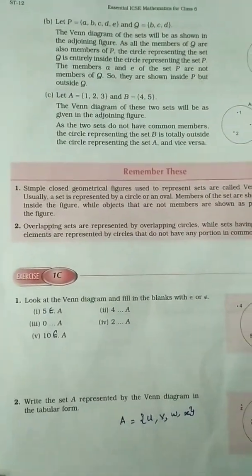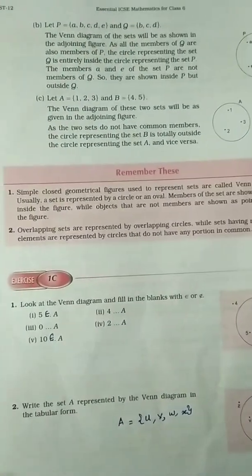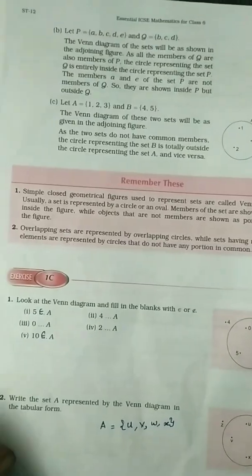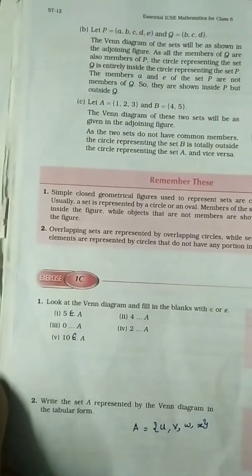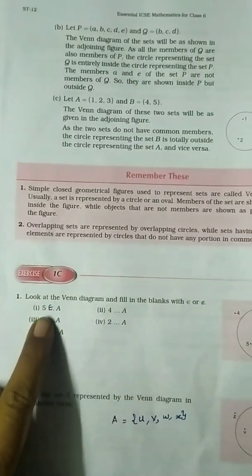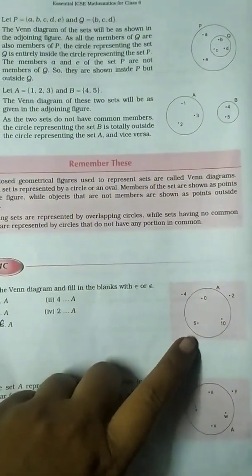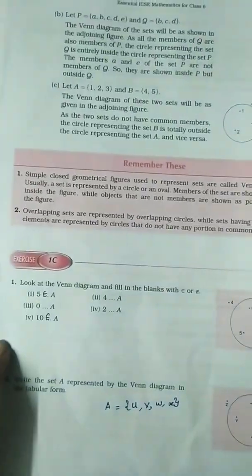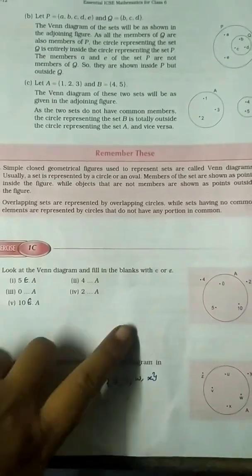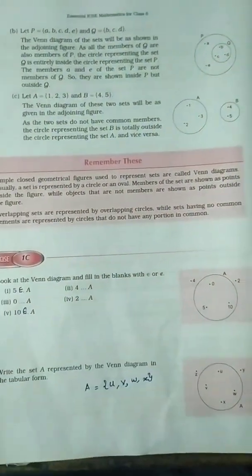Exercise 1C. Look at the Venn diagram and fill in the blanks with belongs to or not belongs to. You are going to look at the Venn diagram and say whether it belongs to or does not belong to. First question is 5, A. In A, the element 5 you have. If you look at the Venn diagram, you can see the element 5 inside A. So 5 belongs to A. And 10 is inside A. So you can say 10 belongs to A. So the set A has the element 10.